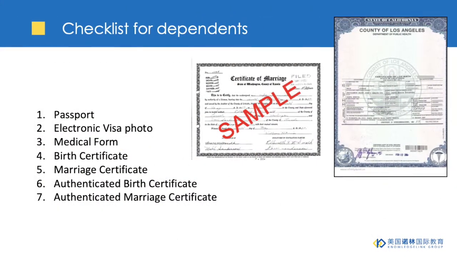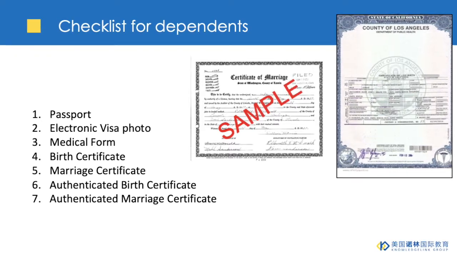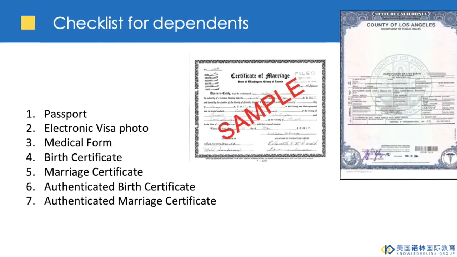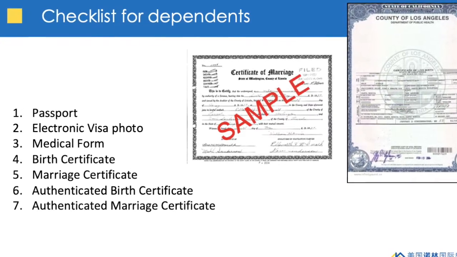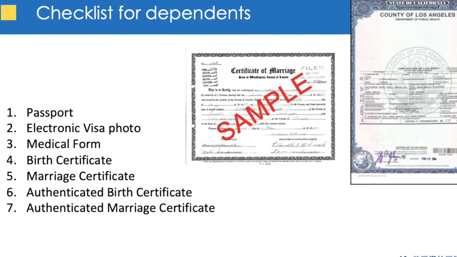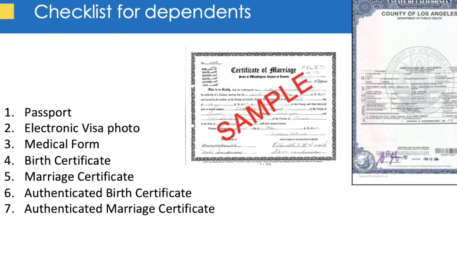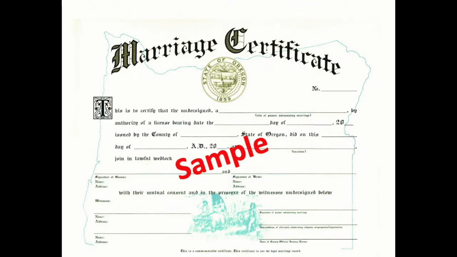And if you are traveling with dependents, we can apply for a dependent visa for them, which allows them to stay and live together with you during the employment period in China. Here is the checklist for your dependents. We will need the passport, electronic visa photo, medical form, child birth certificate, marriage certificate, and authenticated child birth certificate and authenticated marriage certificate.